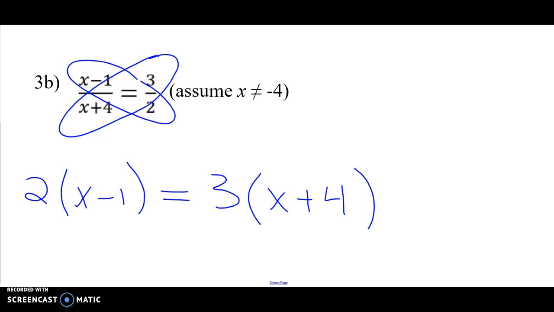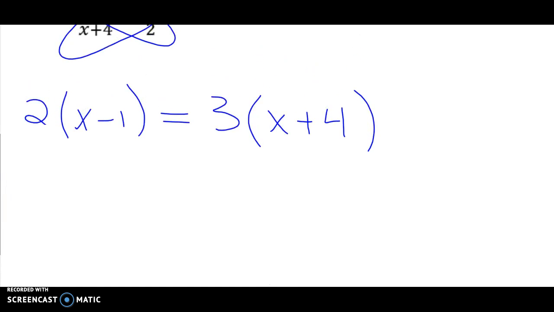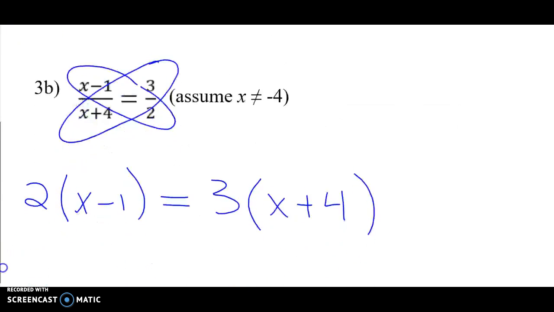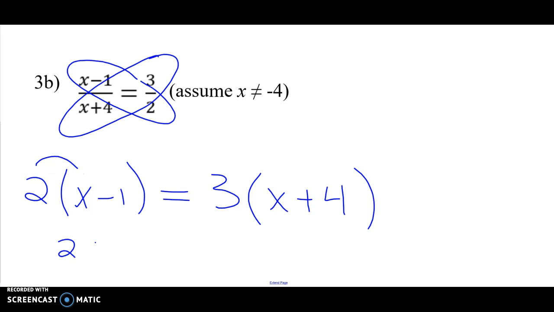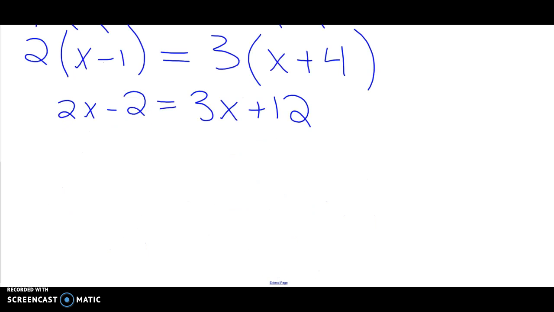And now we need to distribute. So we get 2x minus 2 equals 3x plus 12. Now we're home sailing, smooth sailing.